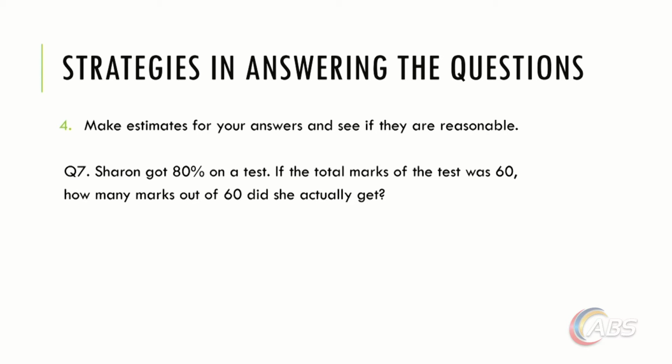So question 7, Sharon got 80% on a test. If the total marks of the test was 60, how many marks out of 60 did she actually get? On the test, Sharon scored 80%, and it's a total mark of 60. So the question here is, what did Sharon get out of 60 to get 80%?